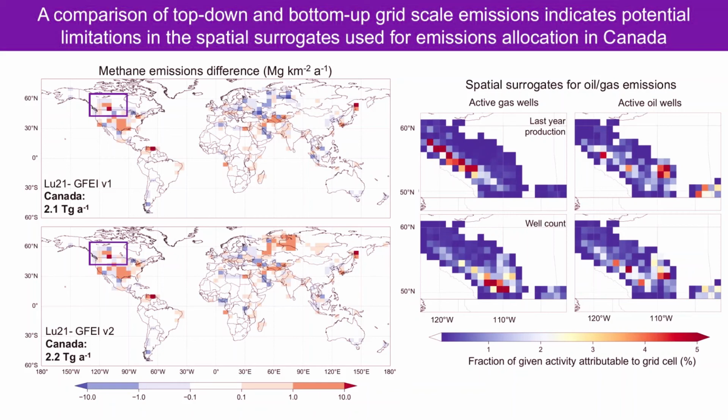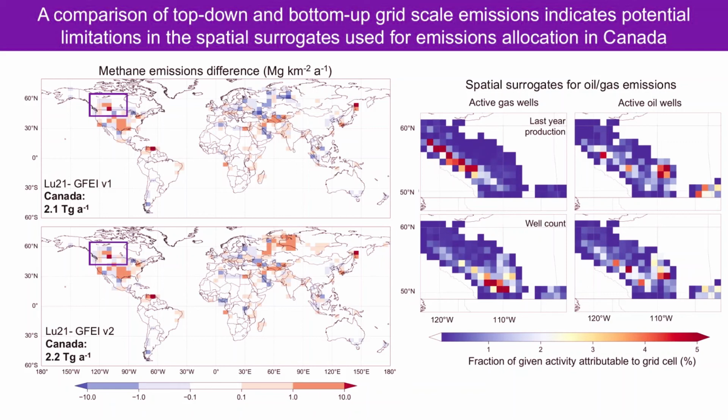Here I'm just showing an example. On the top left plot, I'm showing a comparison between our posterior emissions and our GFA version 1, which was used as prior. So this is just showing the difference between top-down and bottom-up. And we see, I've circled Canada here, that there's a severe underestimate of emissions right at the border with the US, and it is also right where the Alberta-Saskatchewan border is.